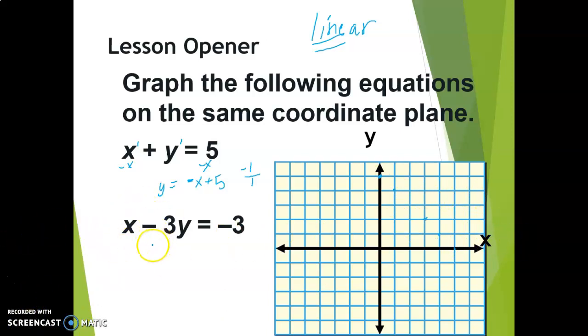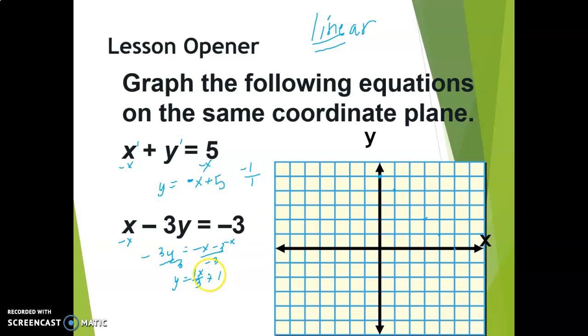For our second equation, to solve for y, again, I'm going to subtract x from both sides so I can get the y term by itself. That gives me negative 3y equals negative x minus 3. And then we divide everything by negative 3. So that gives me a y. Negative x divided by negative 3 is positive x over 3, or 1/3 x. And then negative 3 divided by negative 3, anything divided by itself is 1.